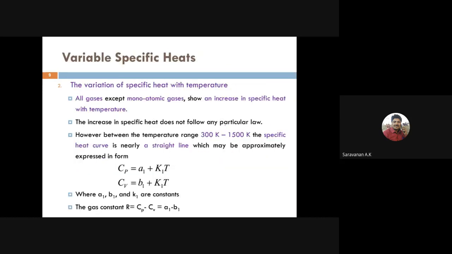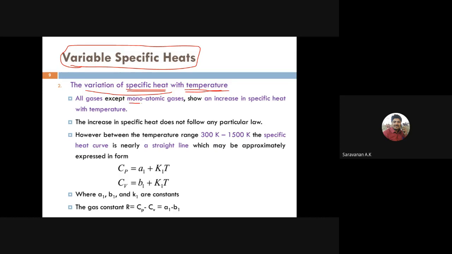Then the second factor is variable specific heats. In the air standard cycle we assume constant specific heat, but in the fuel air cycle there is a variation in specific heats depending upon the temperature. With the rise of the temperature, surely the specific heat may vary.